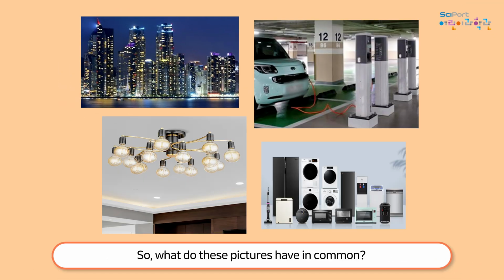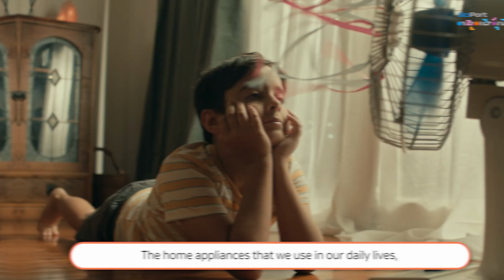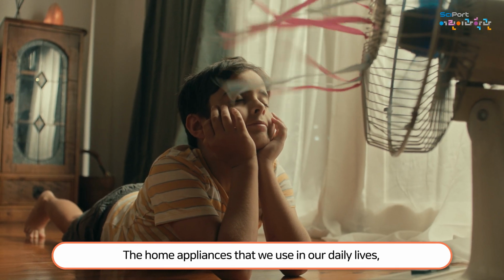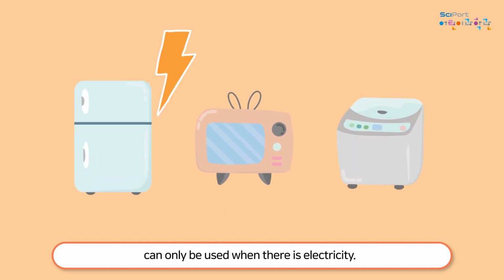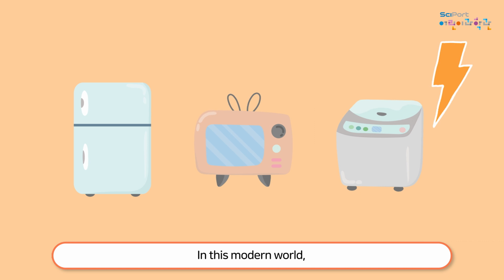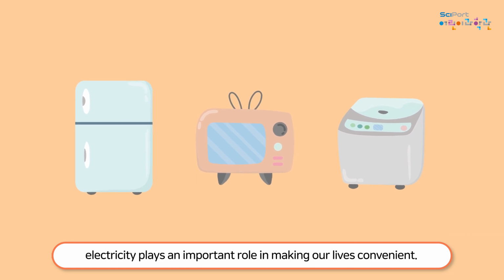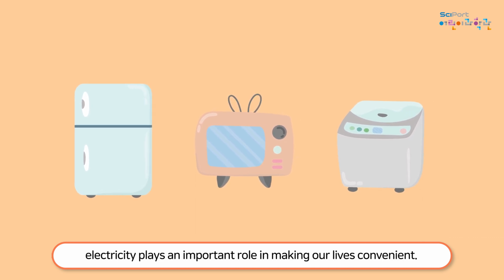So, what do these pictures have in common? Yes, all of these things use electricity. The home appliances that we use in our daily lives, such as televisions, refrigerators, and washing machines, can only be used when there is electricity. In this modern world, electricity plays an important role in making our lives convenient.